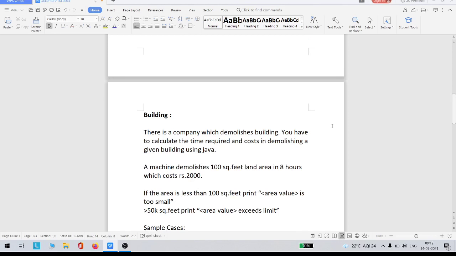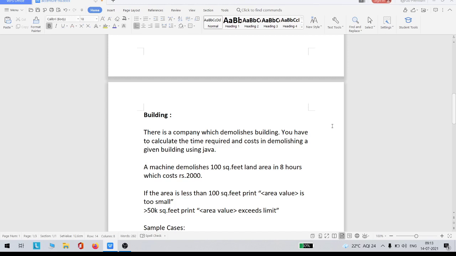Let us see the coding question that was asked in the previous TFA exam. So guys, this is the question. There is a company which demolishes the land area or the buildings. You have to calculate the time required and the cost in demolishing a given building using Java only. The company has a machine which demolishes 100 square feet of land area in 8 hours, and for this they will cost you 2000 rupees.